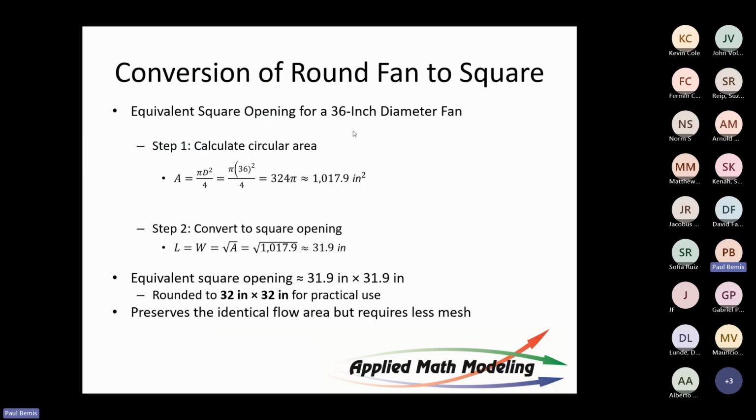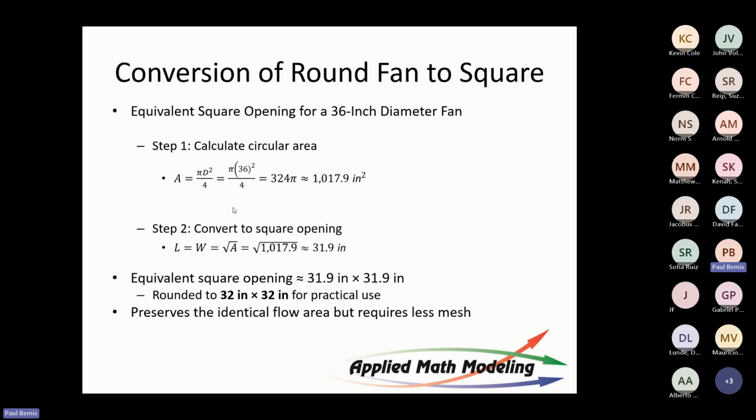We preserve the cross-sectional area. So what you do is you say, well, I've got 32-inch fans, 36-inch fans here. So I simply, in step 1, calculate the circular area, pi r squared or pi times d, whatever. And then we take the square root of the area to come up with the size of the opening. So the opening here is 32 by 32 on a 36-inch round fan. Pretty straightforward. I simply showed you how to do this mathematically, in case you forgot.